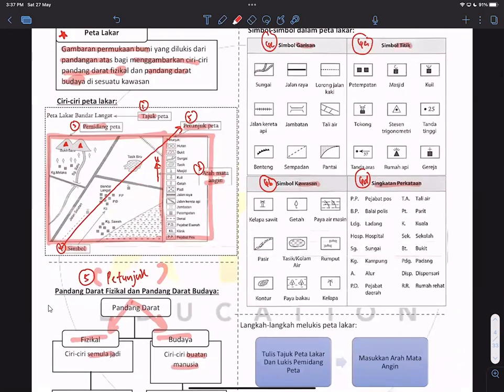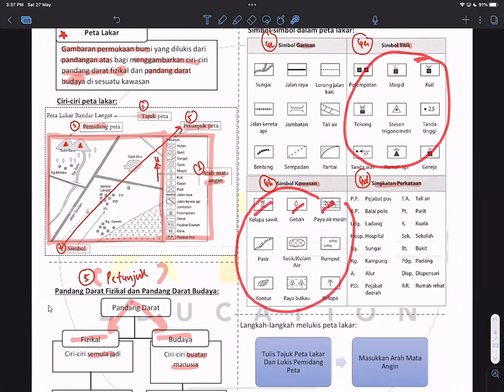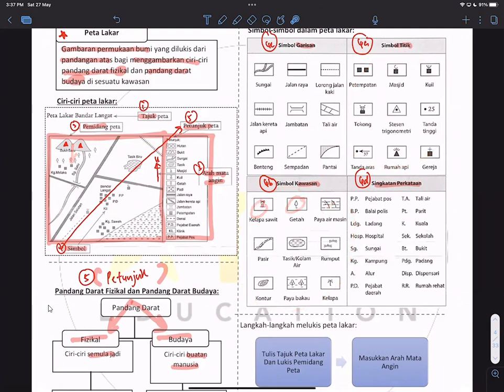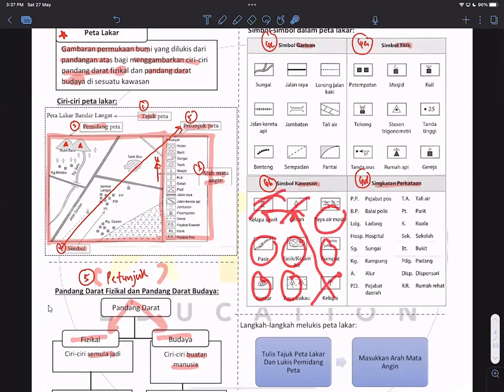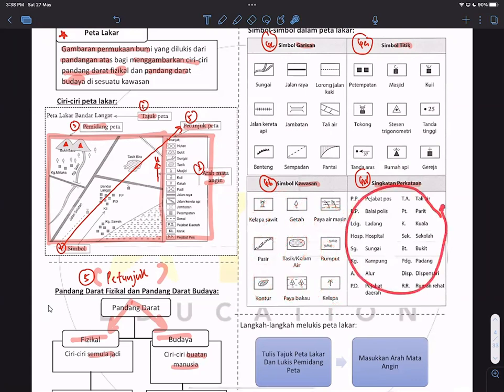Let's say symbol titik, this is definitely everything budaya. Yeah, and symbol kawasan. Even though these are plants, they are still under budaya. We grow the kelapa sawit and getah in a specific area, let's say kaki bukit. But paya air masin, pasir, tasik, kolam, rumput, kontur, paya paku, these are under physical. We didn't change the locations to grow them. But kelapa, getah and kelapa sawit, 1, 2, 3, these are under budaya. We purposely grow these plants for us to harvest. That's why we have tanaman kelapa, tanaman getah, tanaman kelapa sawit. Everything here, singkatan perkataan, budaya.